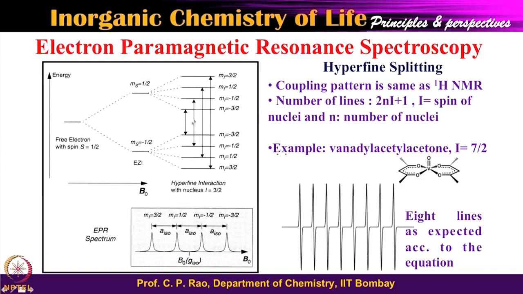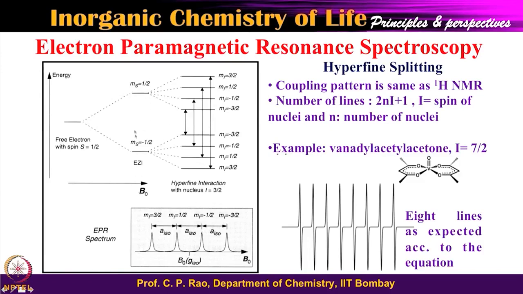So instead of measuring in the frequency mode, you measure the field strength in Gauss. So the x axis in this is not the frequency like in the NMR, which is converted into ppm. Here it is the Gauss. You keep slowly changing the magnetic field strength, and the different transitions can be understood.